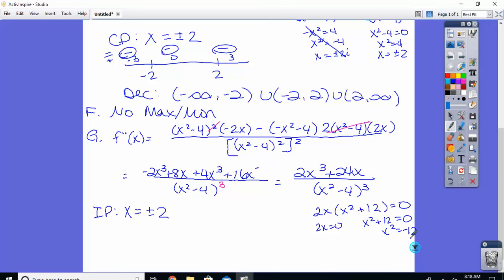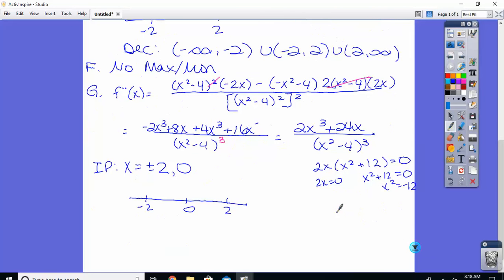What's that going to be? Imaginary, so we don't have to worry about that. And over here, if you divide by 2, you get 0. So we have 3 inflection points. Negative 2, 0, and 2. So test points.